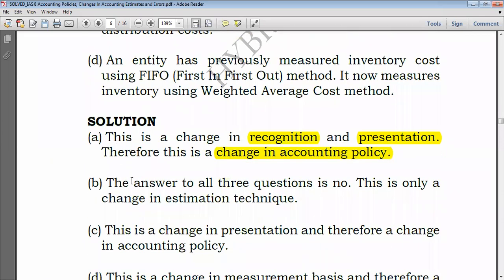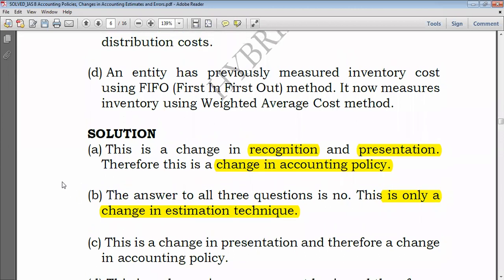That's why we say here, the answer to all these questions, as to whether there has been a change in recognition, a change in presentation, a change in disclosure, or maybe a change in measurement basis, is that there is no such change. We say that this is a change in estimation technique. To understand this simply, you could just ask yourself whether it's a prior period error. A prior period error identifies itself very easily. But you just check: if it's not a change in accounting policy, just take it as a change in accounting estimate. And now we go to C.